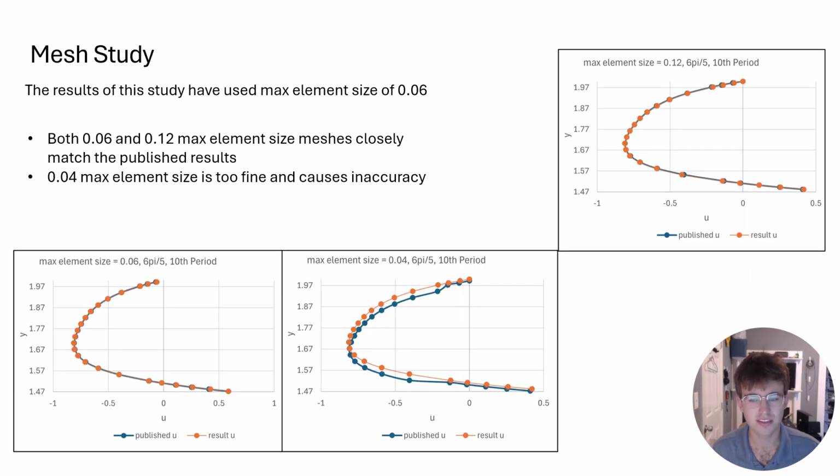I plotted the same data that was in the tables on the last page, and you can see that for 0.06 and 0.12 max element size, it matches very closely, and 0.04, which is the finest one, had inaccuracies, meaning it was probably too fine.